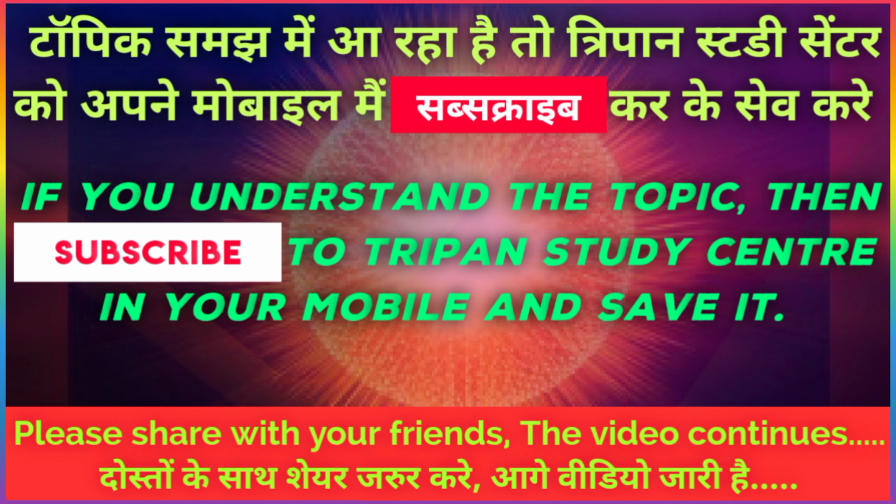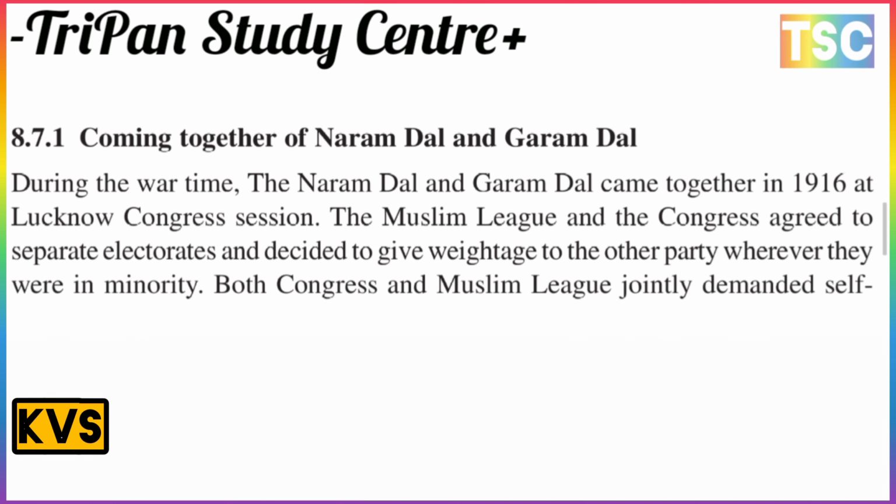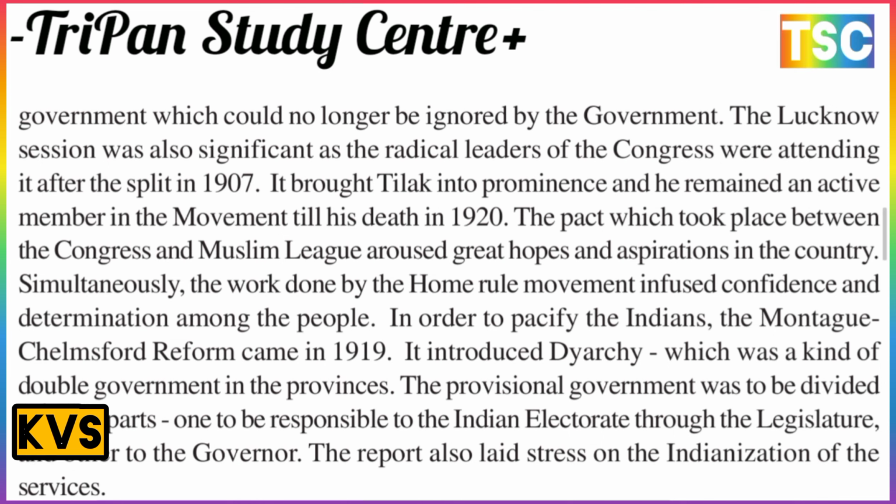The next year saw the coming together of the Naram Dal and Garam Dal. This is the most important point here. During the war time, the Naram Dal and Garam Dal came together in 1916 at the Lucknow Congress session. The Muslim League and Congress agreed to separate electorates and decided to give weightage to the other party wherever there is a minority. Both Congress and Muslim League joined to demand self-government, which could no longer be ignored by the government.